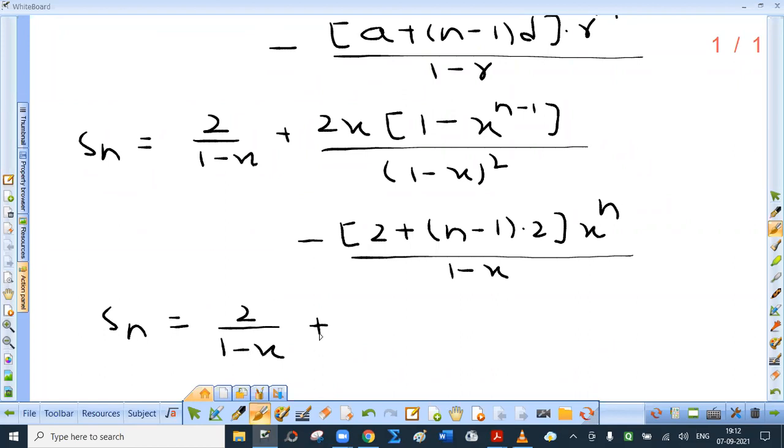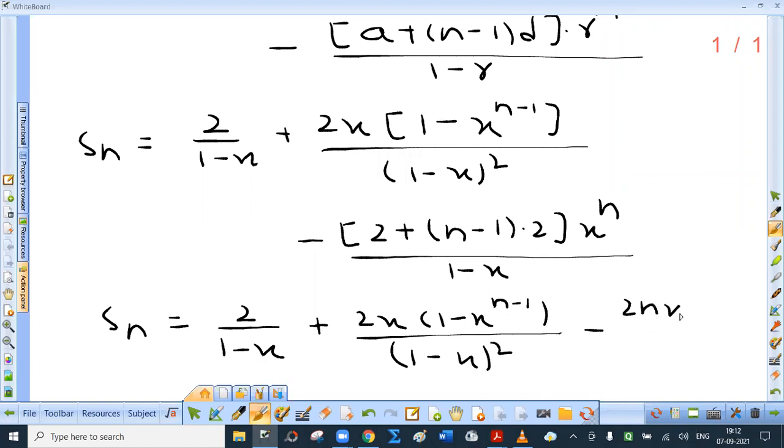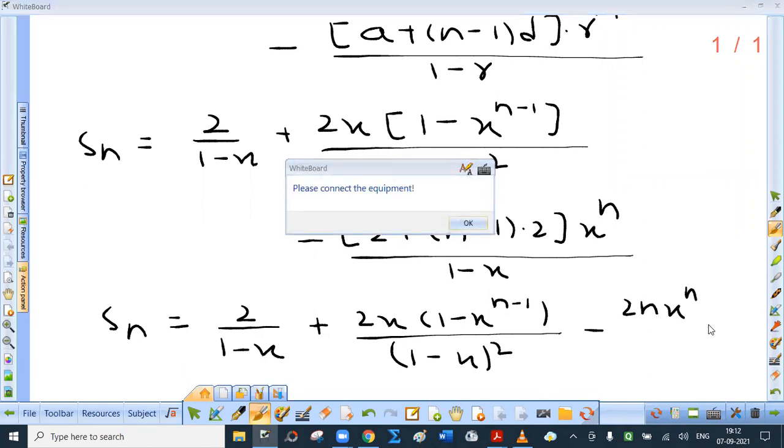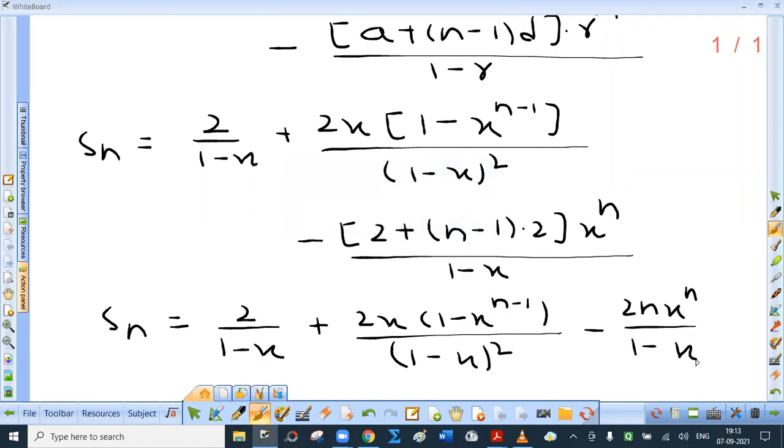Can you simplify the second part? 2x, I don't think this can be simplified further, 1 minus x square, and minus. If you open the bracket, can we do this orally? 2 plus 2n minus 2. Okay, 2 gets cancelled. So this is minus 2n x raised to n upon 1 minus x.